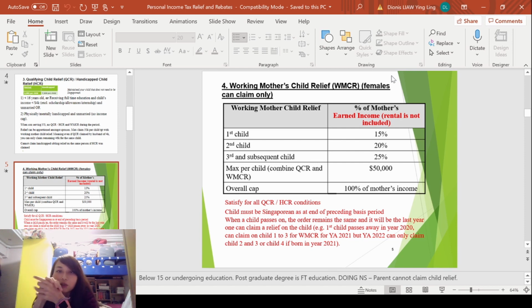If unfortunately the child passes on, the order will still remain the same. For example, if your first child died, your second child will always be your second child. You can always claim on your second child, but for your first child, when he or she is gone, you can never claim on it.